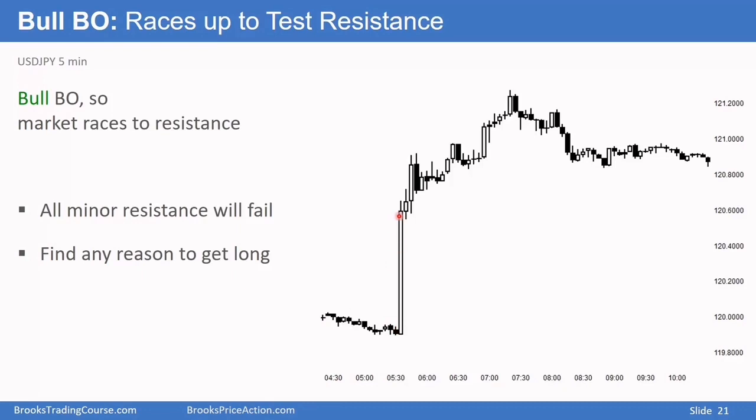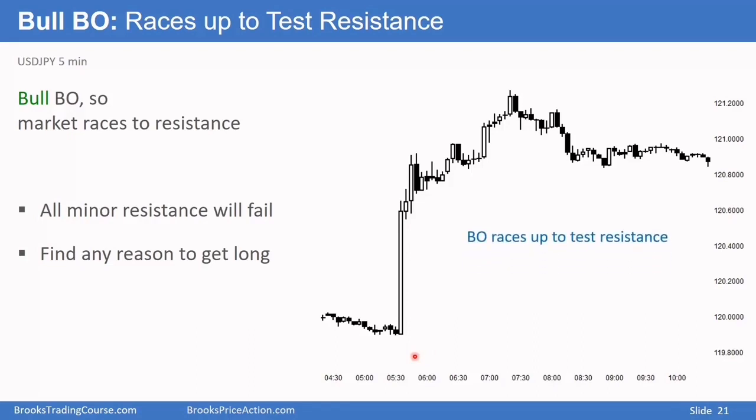Strong bull breakout bar, very big bull bar closing on its high, closing well above the high of the prior bars. And then the following bar is a bull bar as well. High probability, 60% chance you'll get some kind of a measured move up based upon the size of this breakout. Any minor resistance will fail, and you have to find any reason to get long.